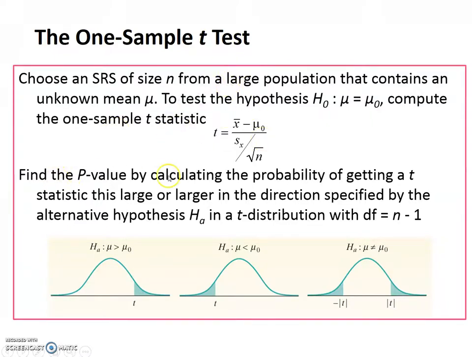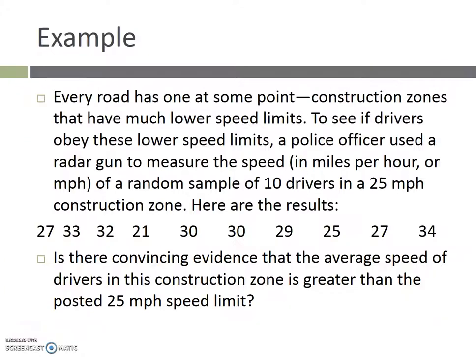Then you're going to find the p-value by calculating the probability of getting a t statistic this large or larger in the direction specified by the alternative hypothesis, remembering that in a t distribution we have to use degrees of freedom, and that's always n minus 1. So we need to remember that we're using t, so we can either use that table or we can use our calculator, specifying our degrees of freedom. So let's go through an example together.